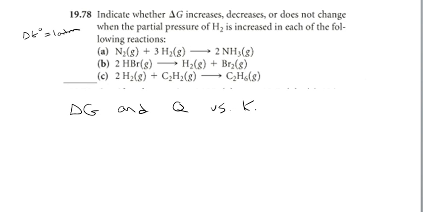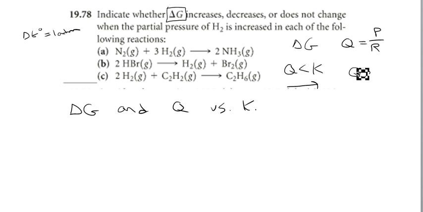So we're looking at number 78, and it's asking us what would happen to delta G. Notice this is not standard, and so delta G depends on Q, what the products over reactants are at certain conditions. So we know that if Q is less than K, then it has fewer products than it should have at equilibrium, because Q is products over reactants. So it has to go more forward to reach equilibrium.